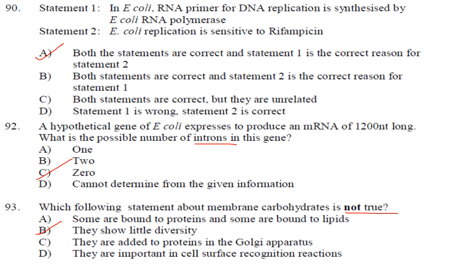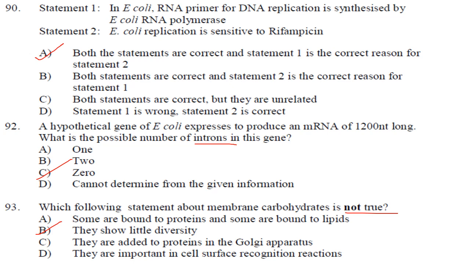A hypothetical gene of E. coli expresses to produce an mRNA of 120 nucleotides long. How many possible number of introns in this gene? E. coli doesn't have introns, so 0. Answer is C, 0. Which of the following statements about membrane carbohydrates is not true?